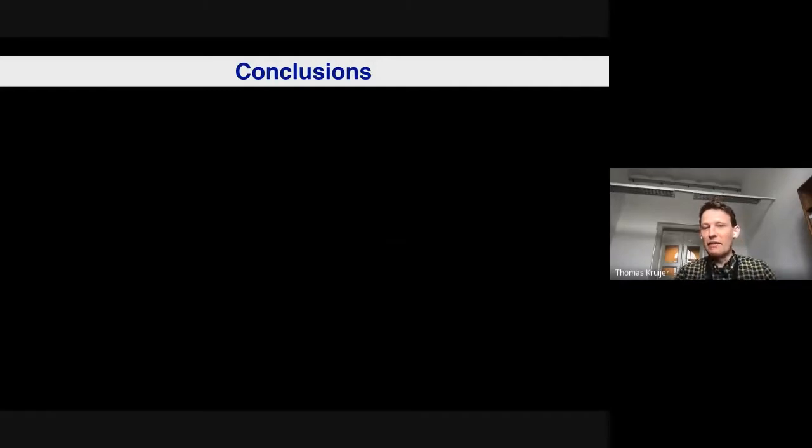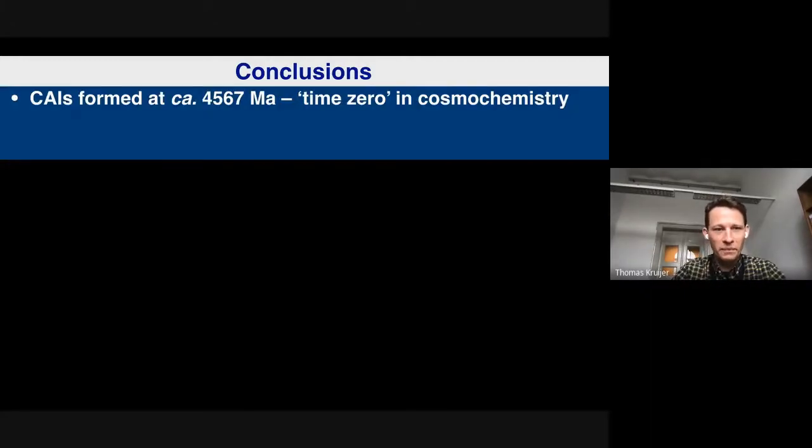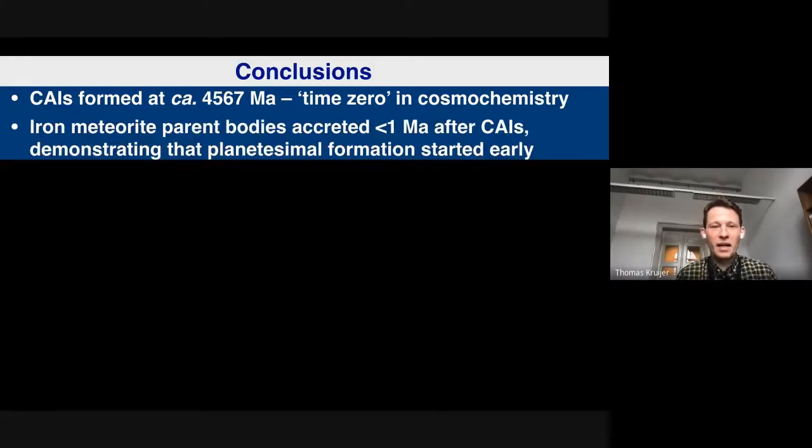So I arrive now at the first conclusions of this talk. I will slowly fill up this slide through this talk. The first conclusion is that CAIs formed at 4.567 billion years, and this is time zero in cosmochemistry. And iron meteorite parent bodies accreted within less than 1 million years after CAIs, demonstrating that planetesimal formation started very early. Okay, so far so good. We've dated these two events in the solar system.